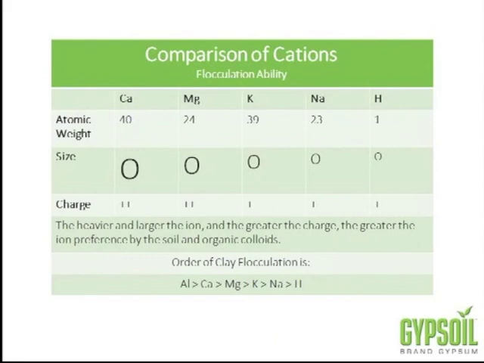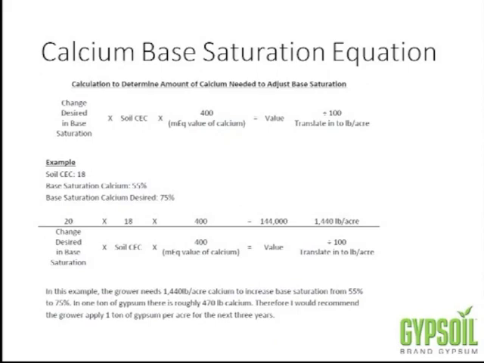This is a good picture of that, and if we look at the atomic weight of calcium, magnesium, potassium, sodium, and hydrogen, you can see the charges and the size. And so obviously the more calcium we can have in there, the more we can flocculate that soil or open that soil up. It tends to really make those soils work better for us and get us to where we really want to get to.